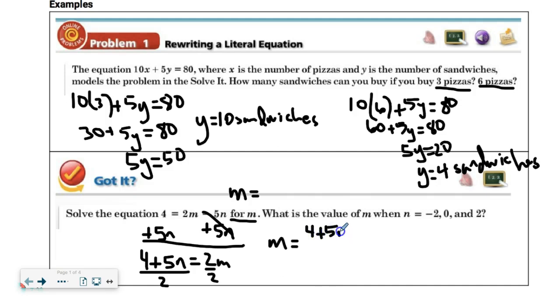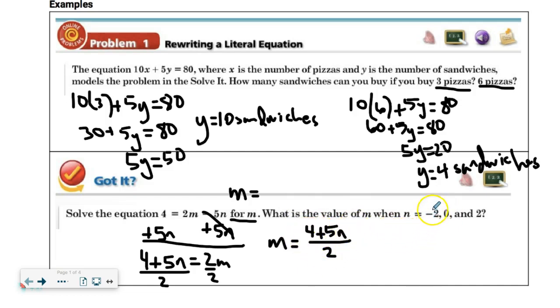Now we could get into the semantics of dividing both of these things individually by 2. 4 divided by 2 would be 2, and you'd have 5 halves n. I would leave it like this. This is perfectly fine, because then it's a little bit easier to substitute in.